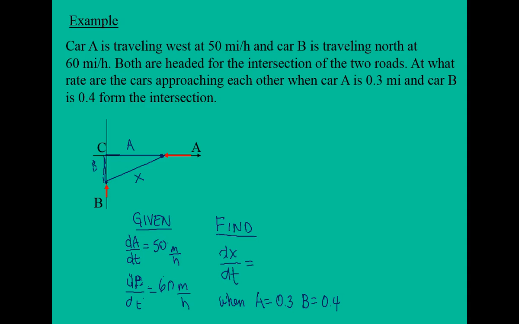So let's see if we can create our equation that relates our variables together now. We look back into our given and find, and we see we have the variables a, b, and x. So if we look back at the diagram, I think we can see a way to relate those together. We're working with a right triangle, so we could use the Pythagorean theorem. A squared plus b squared equals x squared. Now notice, we're not going to plug in a equals 0.3 at this point or b equals 0.4. Those are plugged in after you find your related rate equation.